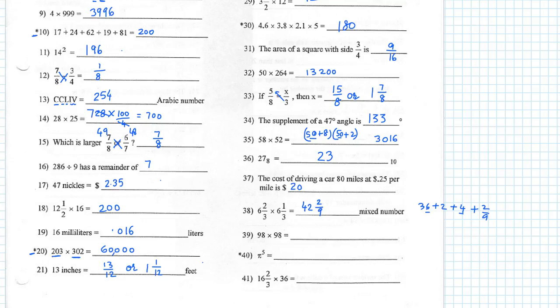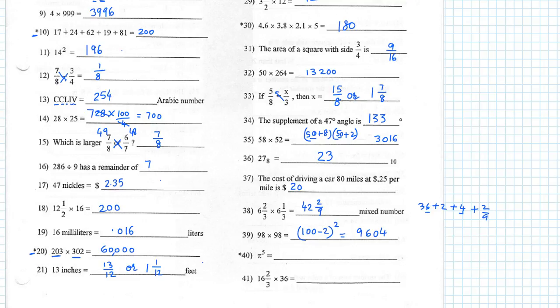Question 39. What is the product of 98 and 98? So again, you can think of this as 100 minus 2 times 100 minus 2, right? So which is like 100 minus 2 whole square. So 100 square is 10,000. So that's 10,000 plus 4 minus 400. So that's 9,604.